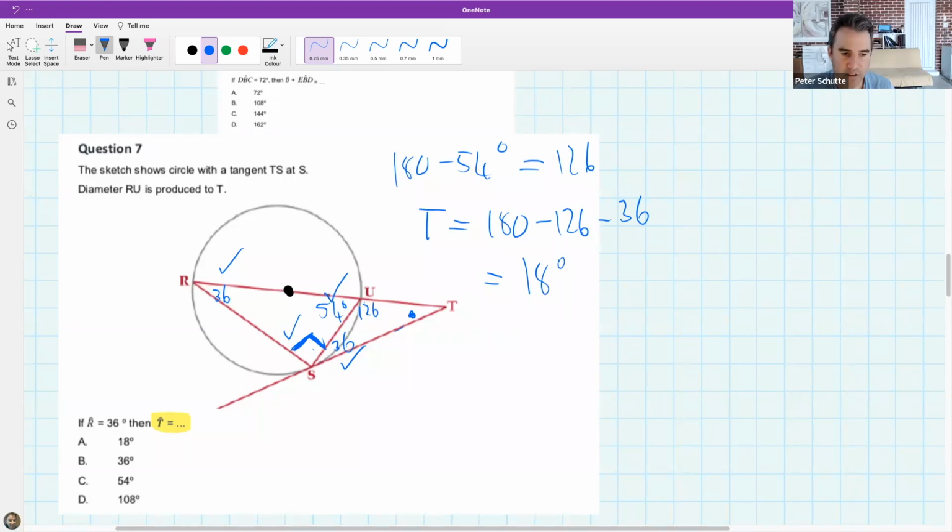And at that point, some of you might have been able to use another way, but I'm using the way that I think makes the most sense. Then I said angles on a straight line gives me 126. And then in order to get the very last thing, which is this T in the corner, I just went 180 minus 126 minus 36. And that's how I know that this is 18 degrees, which means the answer would be A.